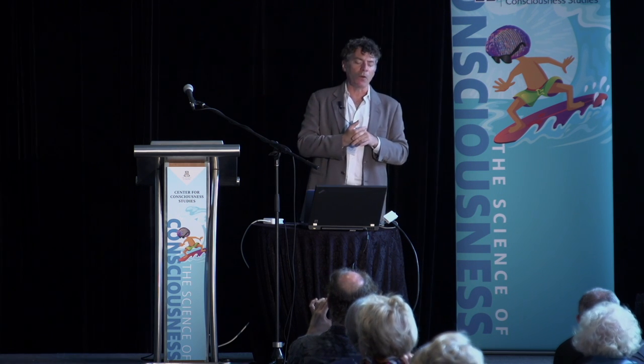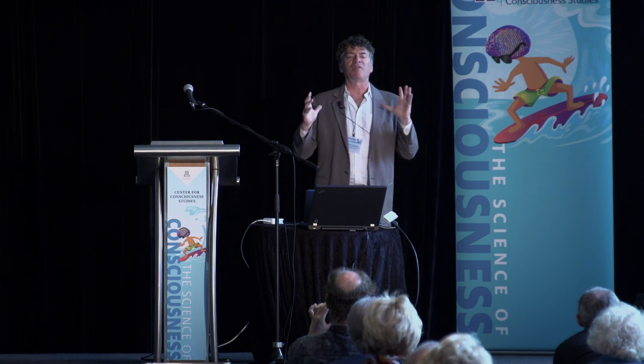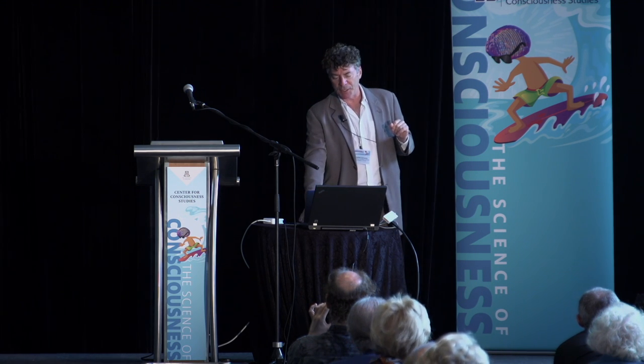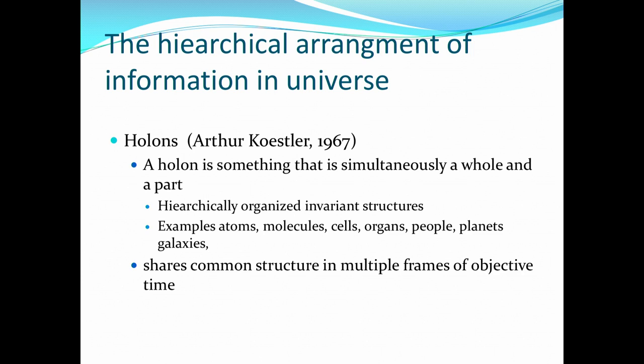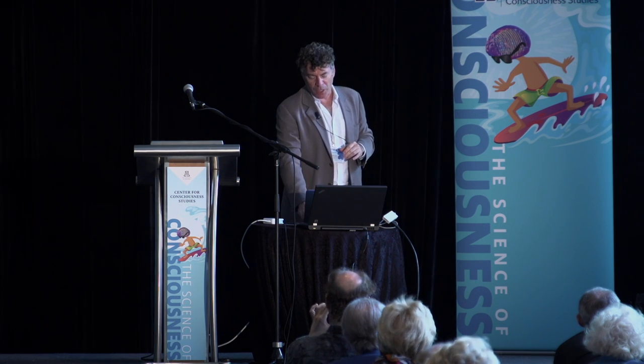Okay. So, if you think about it, the arrangement of information in the universe is what can be referred to as a holon. A holon is something that is simultaneously a whole and a part. They're hierarchically organized in varying structures, and you see holons at every scale of the universe, from atoms to molecules to cells to organs to people to planets to galaxies, and they share common structures in multiple frames of objective time.